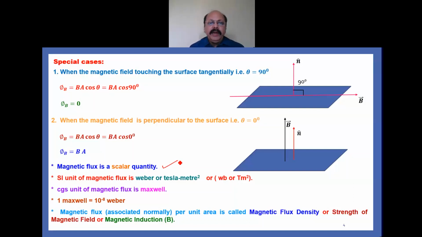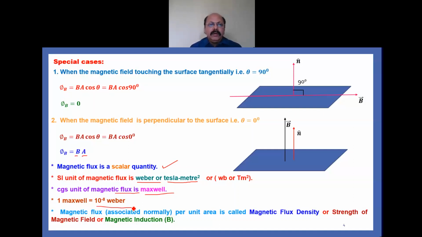SI unit of magnetic flux is Weber or Tesla meter square. By the formula, magnetic field is measured in Tesla, area is measured in meter square, so that's why it is Tesla meter square. And CGS unit of magnetic flux is Maxwell, and 1 Maxwell equals 10 to the power minus 8 Weber.